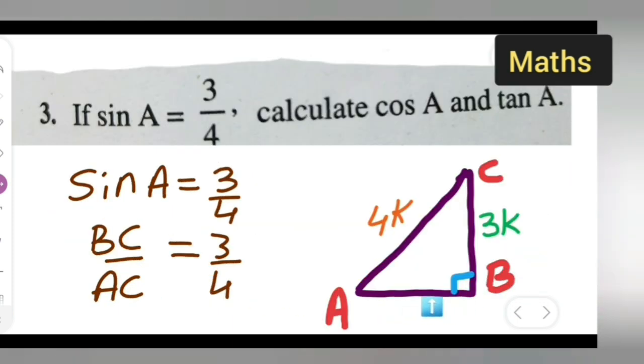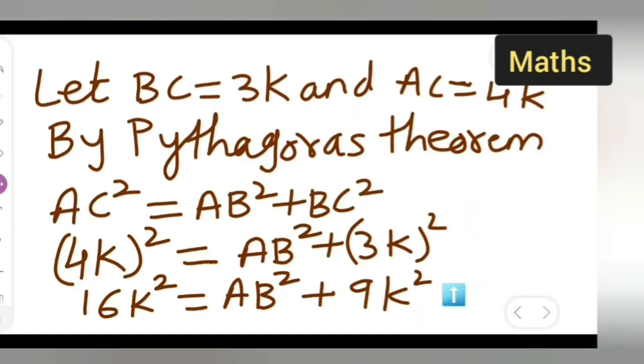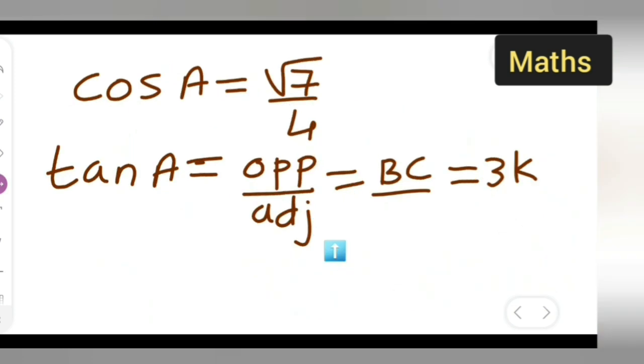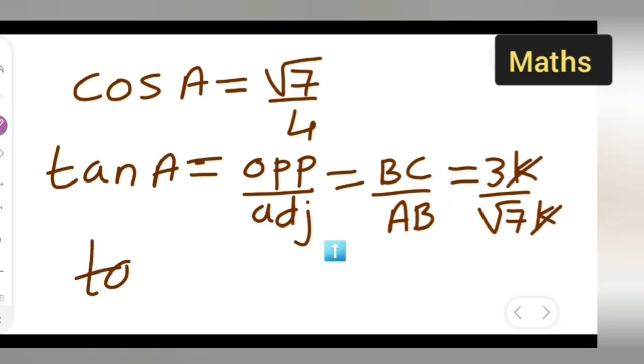Adjacent side of A is AB. So AB is nothing but root 7k. This is nothing but root 7k. So obviously k will get cancelled and you are left with tan A is equal to 3 upon root 7.